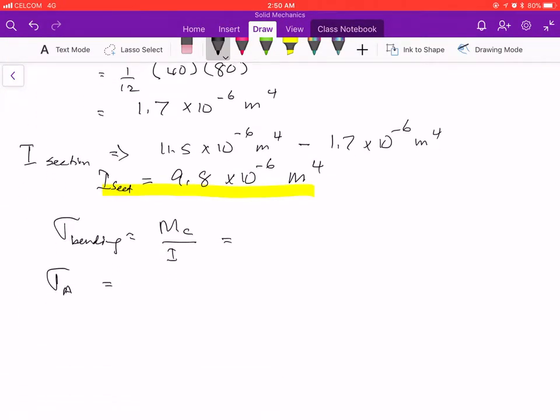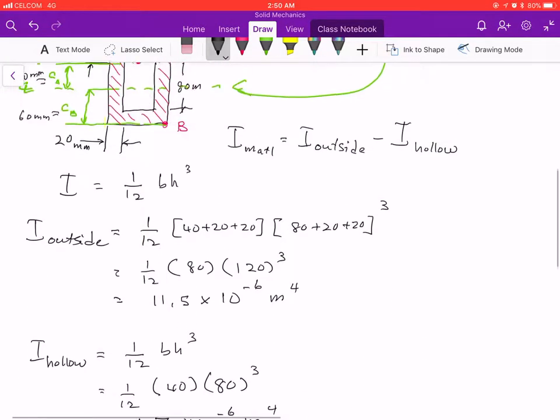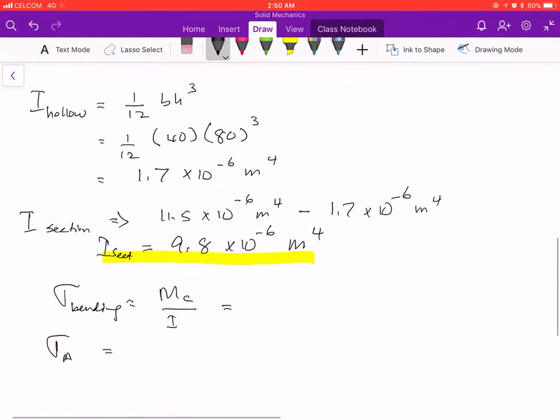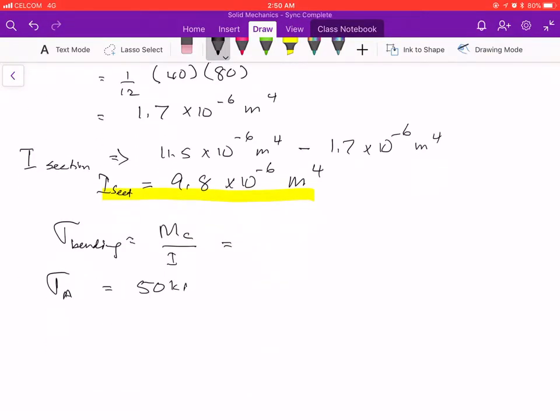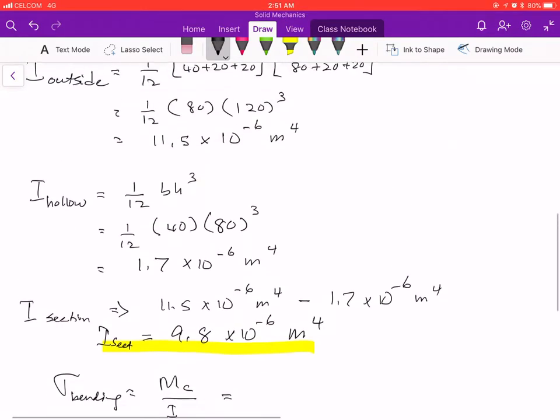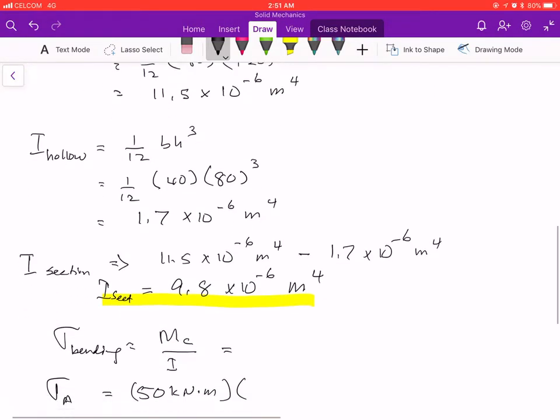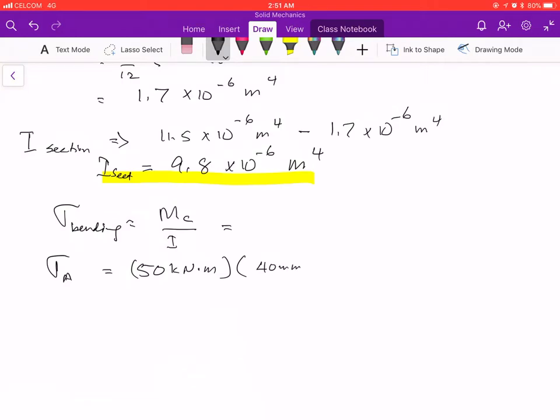So my sigma A is my moment, which is 50 kilonewton meter, and that is my M. And my C for A is 40 mm, and my I is 9.8 times 10 to the minus 6 meter to the fourth, and that will give you my sigma A as 61.6 megapascal.